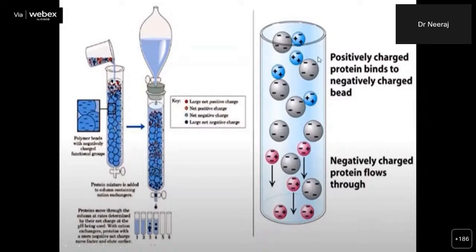After you pour it, you can see that positively charged proteins bind to the negatively charged beads, and negatively charged proteins flow through. So the negatively charged ones are eluted first. By this method, you can separate them out.